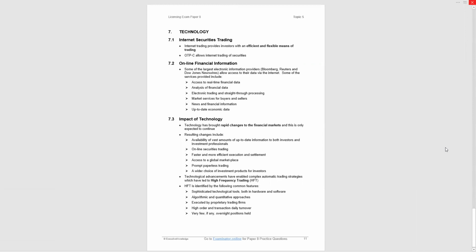The last section in topic 5 of paper 8 covers technology. With regard to internet securities trading, we're told internet trading provides investors with efficient, flexible means of trading, and the OTP system does allow internet trading of securities. Online financial information, we're told some of the largest electronic information providers allow access to their data via the internet. I'm sure you're aware of this, and we list some of the services that they provide.